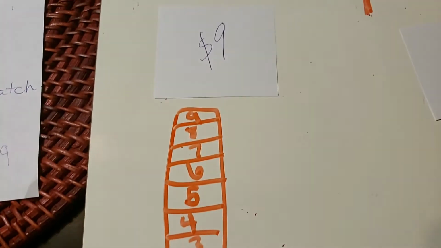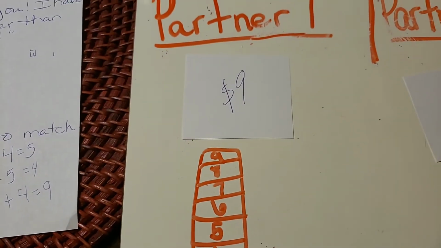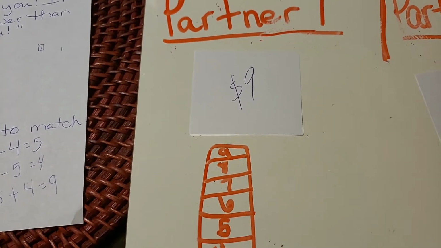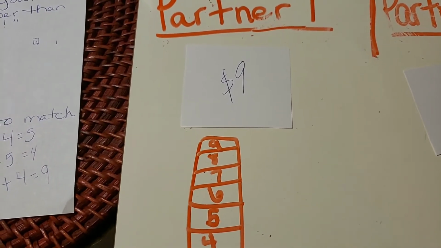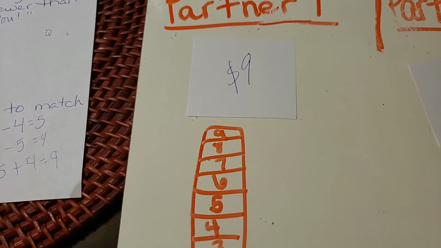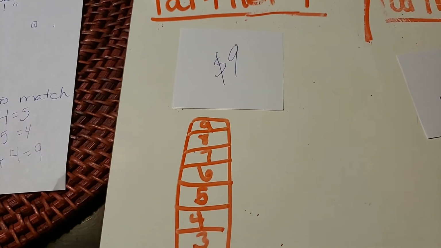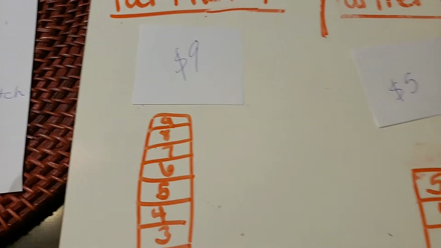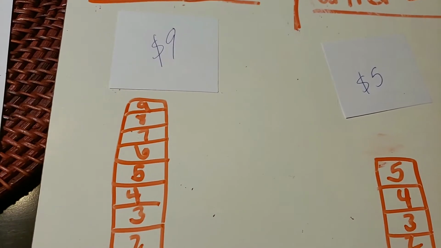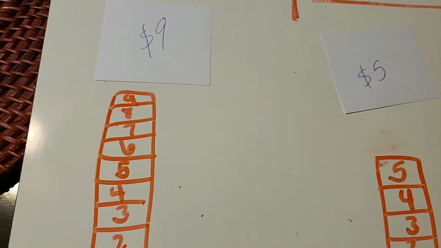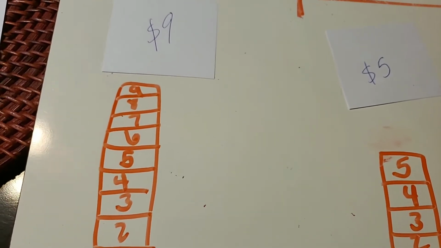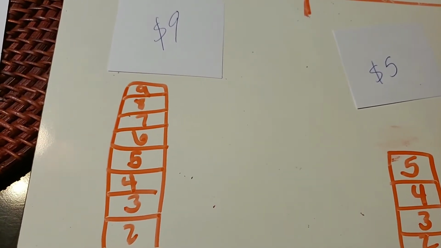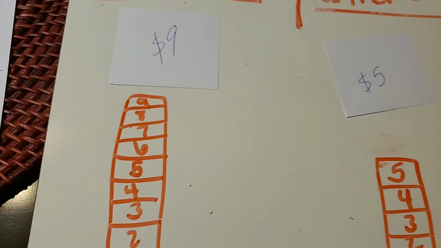Now, just as I showed you before, we're going to be looking for whose number is less, and whoever has less has to say, I got fewer dollars than you. Then you have to tell them how many fewer dollars you have. So you'll say, I've got fewer dollars than you. I've got however many fewer that you have. So look at this.